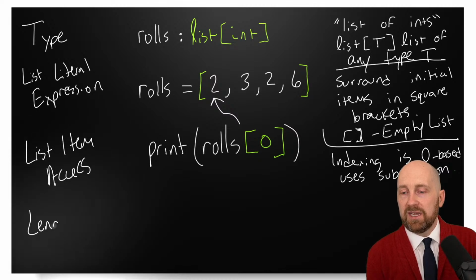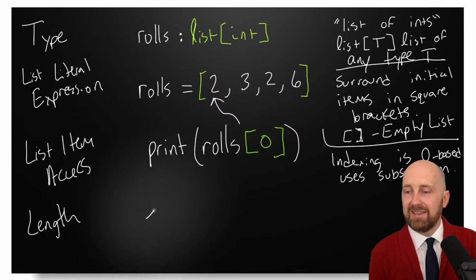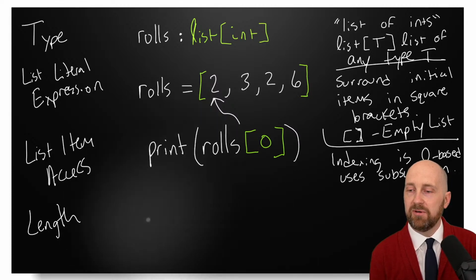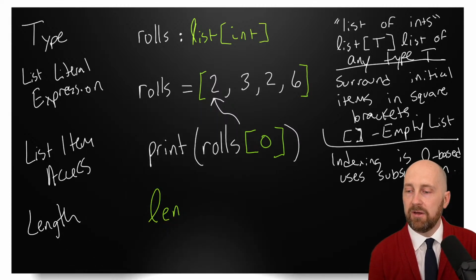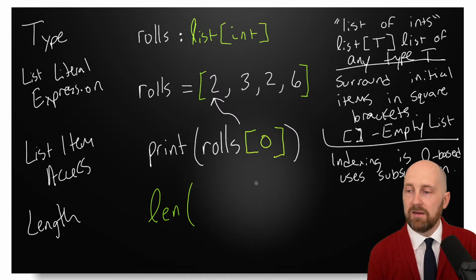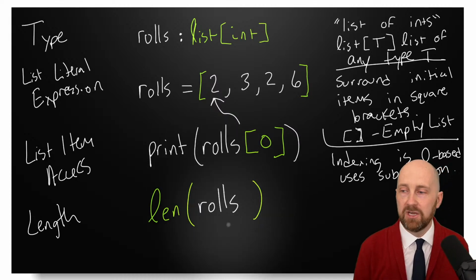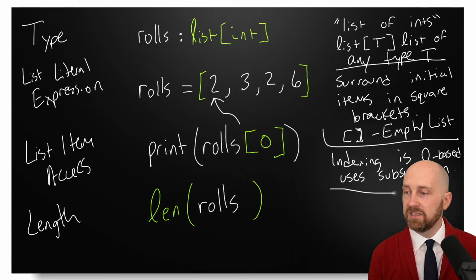Well, we can get the length of the list the same way you get it with a string. So the built-in, actually, let me highlight this in green because that's the important bit here. The length of a list is accessed in Python using the built-in function len, right? So this will return to you the length of the list.